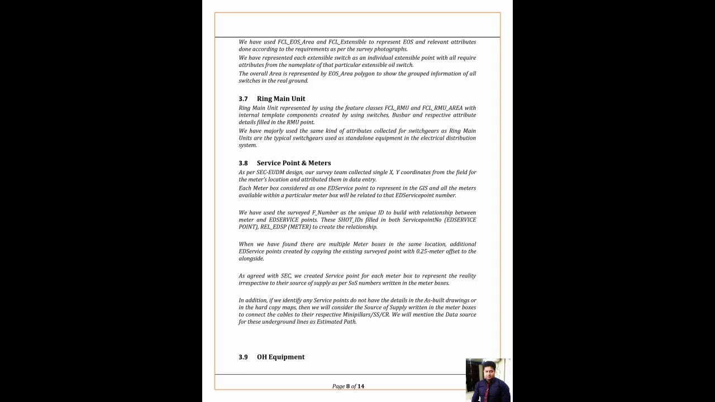3.7 Ring main unit. Ring main unit is represented by using the feature classes FCL_RMU and FCL_RMU_area, with internal template components created by using switches, busbar, and respective attribute details filled in the RMU point. We have majorly used the same kind of attributes collected for switchgears. Ring main units are the typical switchgears used as standalone equipment in the electrical distribution system.